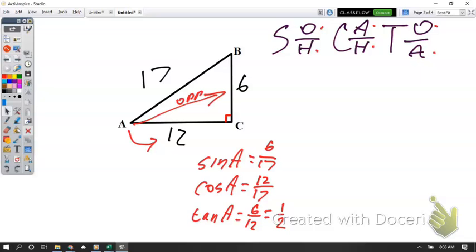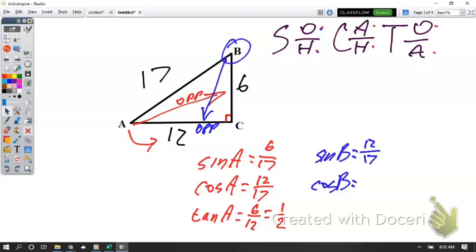Let's go ahead and do this for angle B. So now I'm no longer looking at angle A, I'm looking at angle B. So sine of angle B. Sine is opposite over hypotenuse, so I'm going to go opposite here. That's my opposite now. So that'd be 12 over my hypotenuse, which is 17.